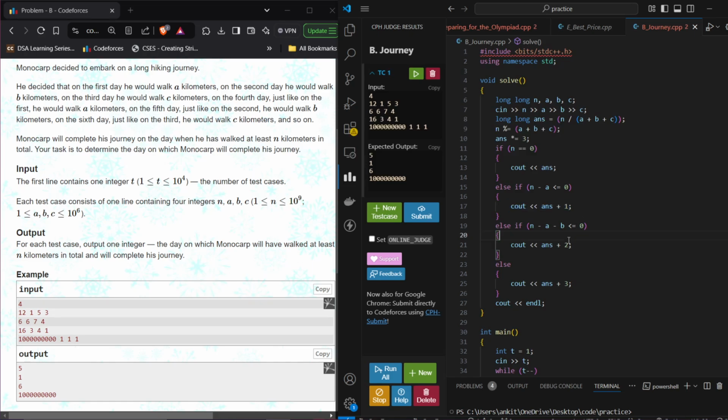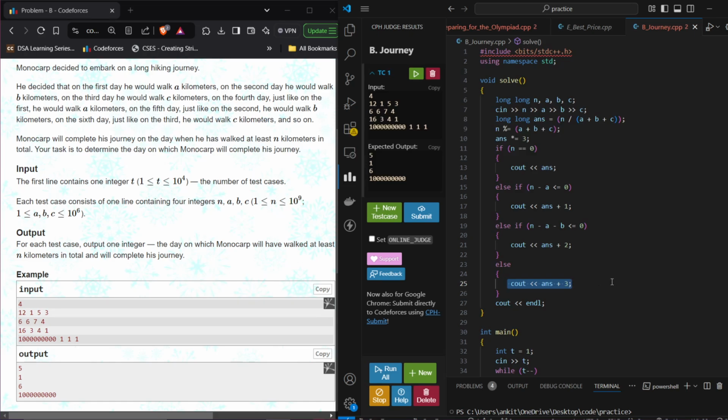On the next day, if n minus a is still greater than 0, I will take another day into account, and that will be b. If n minus a minus b is less than or equal to 0, then answer plus 2 will be my answer. But what if it is still greater than 0? Then I will add the third day also, and whatever the case, answer plus 3 will be my answer. Why? Because we are taking the modulus of a plus b plus c, and after subtracting a and b, it will surely lie in this range.